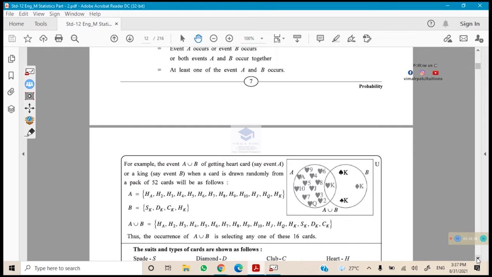Suppose event A is getting a heart card. How many heart cards are there? 13: Ace, 2, 3, 4, 5, 6, 7, 8, 9, 10, Jack, Queen, King. Or event B is getting a king. How many kings are there? 4. King of spade, king of diamond, king of club, king of heart. The 4 kings, and similarly queens are also 4, so these are face cards. Therefore suppose event B is getting a king.